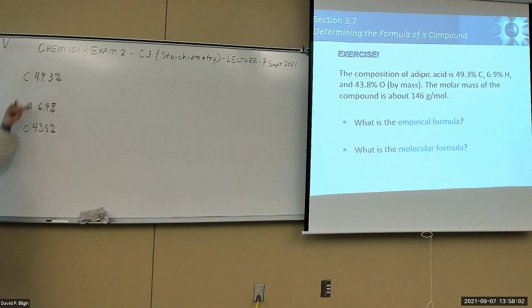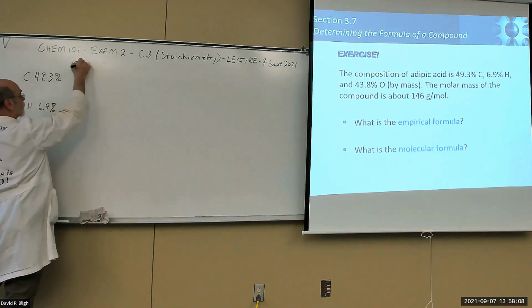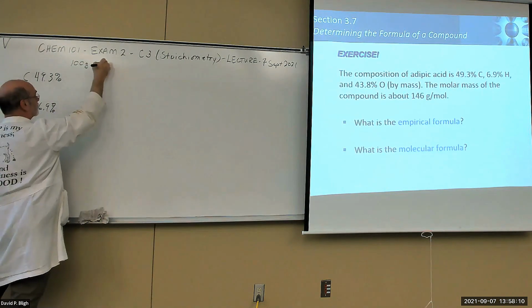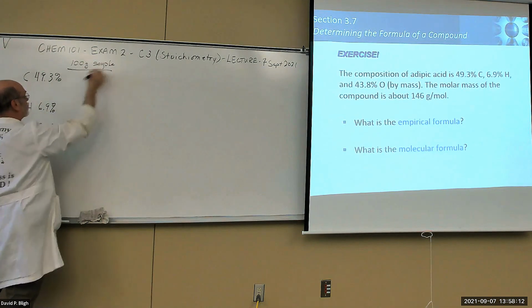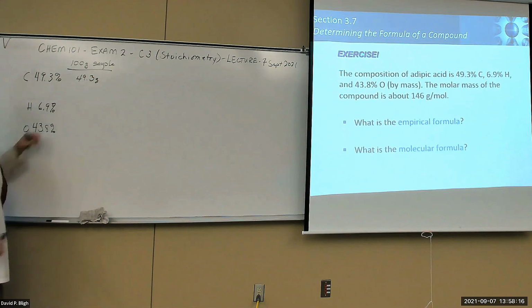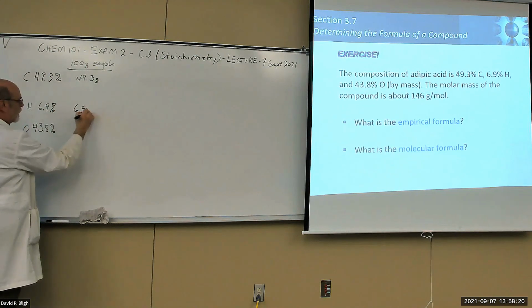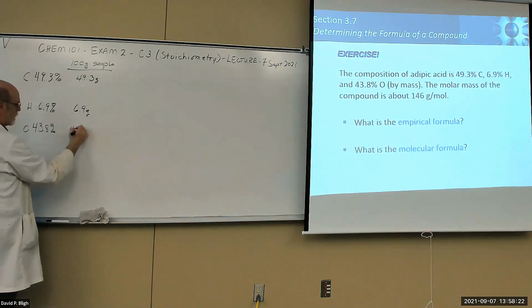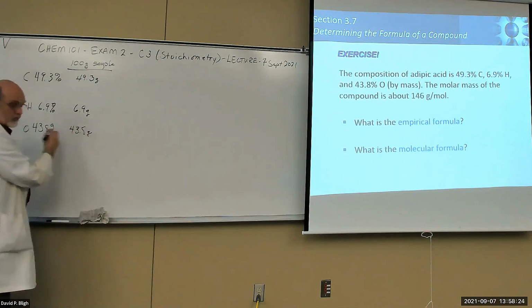Well, if it's grams per 100 grams, why don't we just say our sample is 100 grams? If our sample is a 100 gram sample, that means this is 49.3 grams, grams per 100 grams. And this one is 6.9 grams. And this one is 43.8 grams. Now we're off to the races.